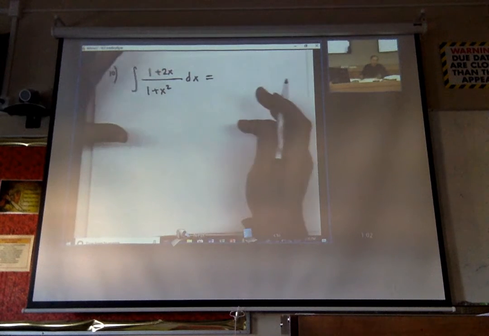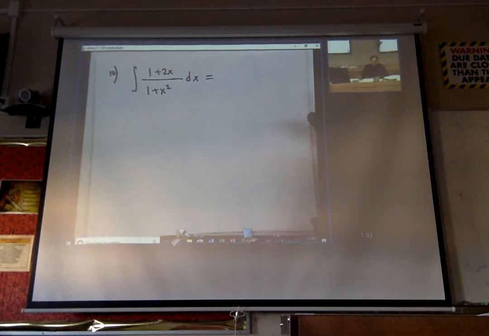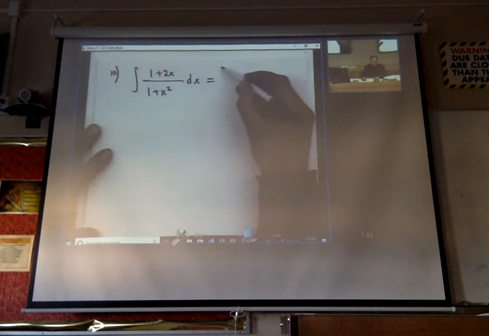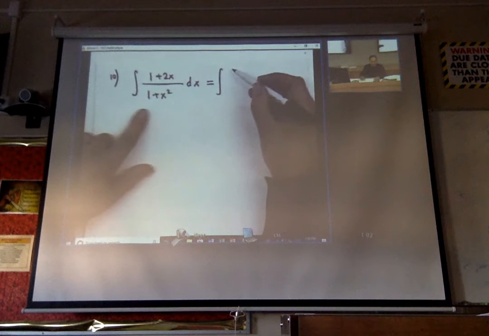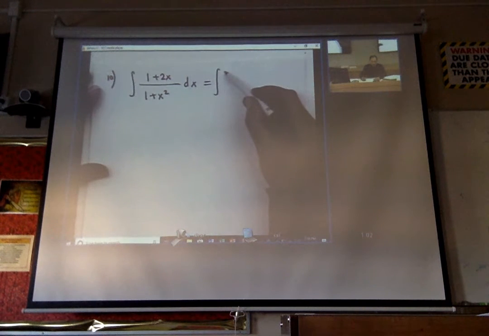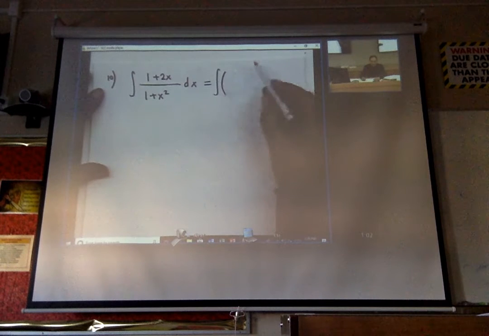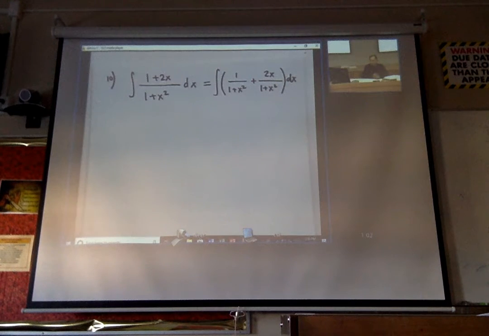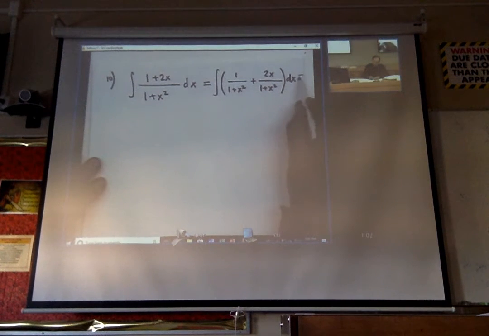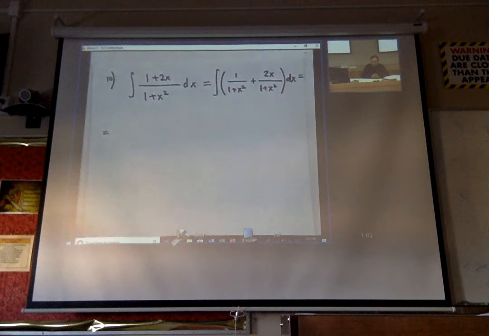And when I say to get rid of it, I don't mean you just cancel it. You're not going to cancel it. But what you can do, pay attention. You can take this function, this rational function, and you can split it into 2 pieces, like this: 1 over 1 plus x squared, and 2x over 1 plus x squared dx. So now you have 2 functions instead of 1.